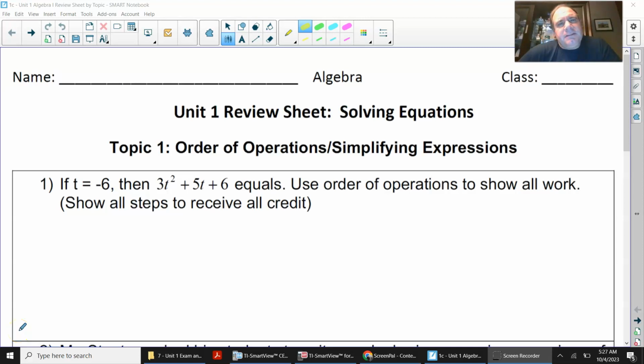Hello everyone, this is the Algebra 1 review sheet, Unit 1 review sheet, solving equations. Topic 1 is order of operations and simplifying expressions.